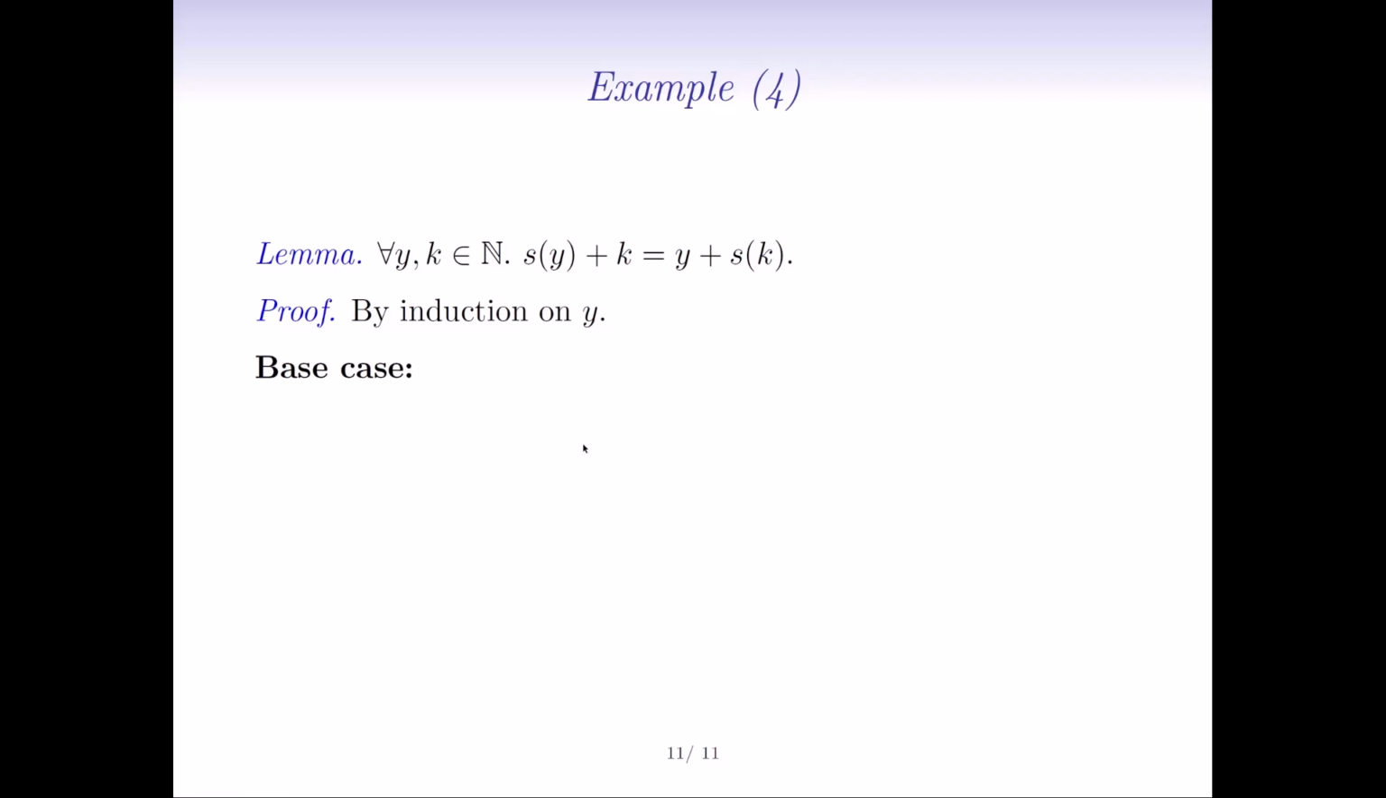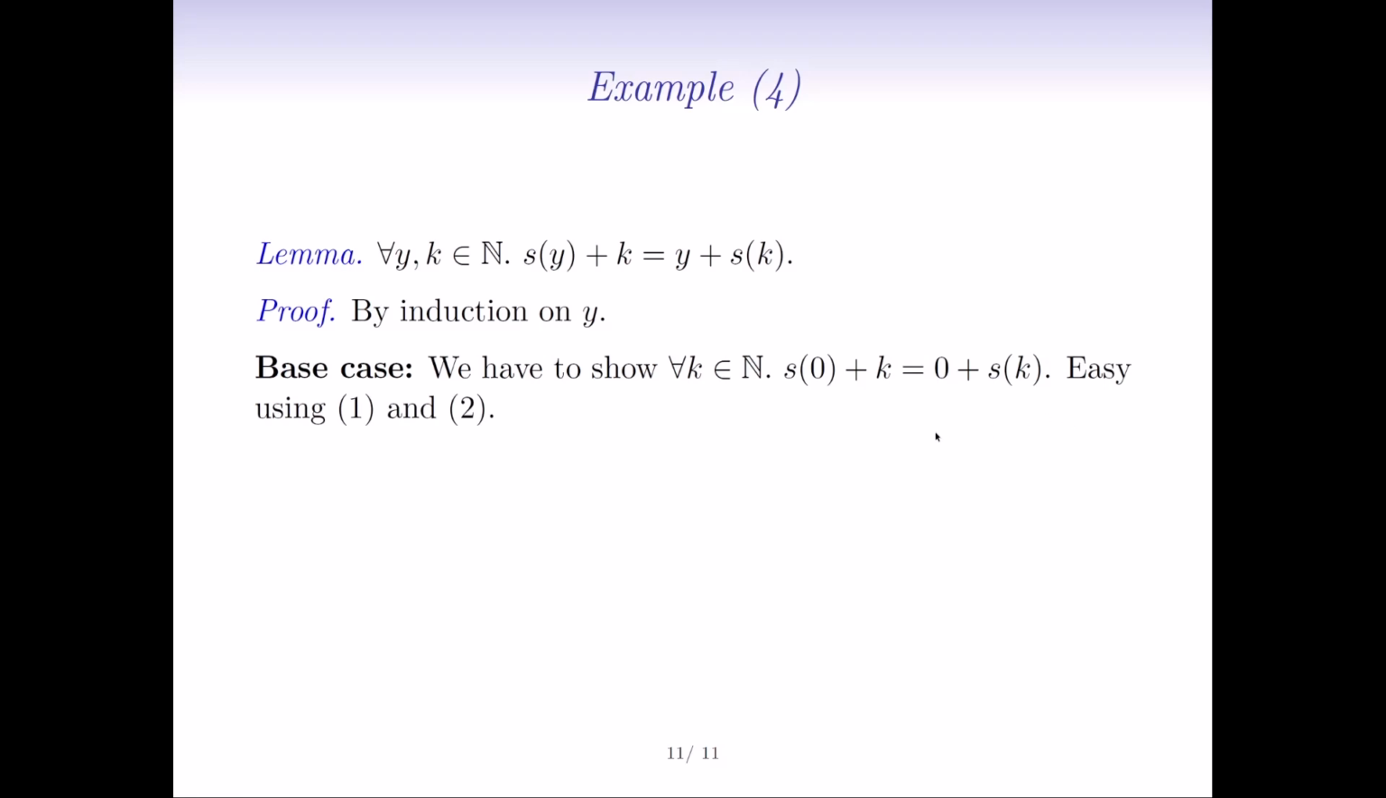So the base case, here our P is successor of y plus k equals y plus successor of k. And that's for all k because we're going by induction on y. So in the base case, we have to show that for all k, successor of 0 plus k is equal to 0 plus the successor of k. Now, that's quite easy to show using equations 1 and 2. It can be a little exercise. It's very easy, so you can check that for yourself.